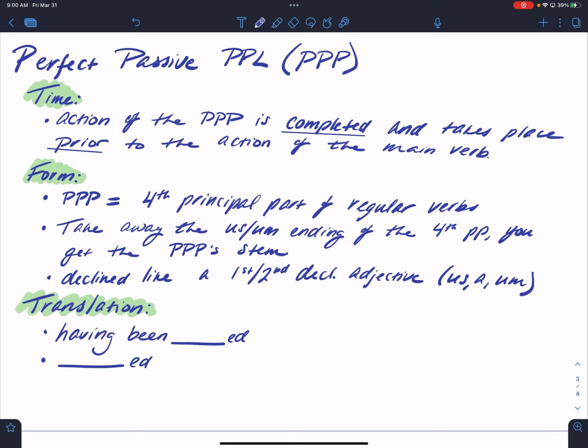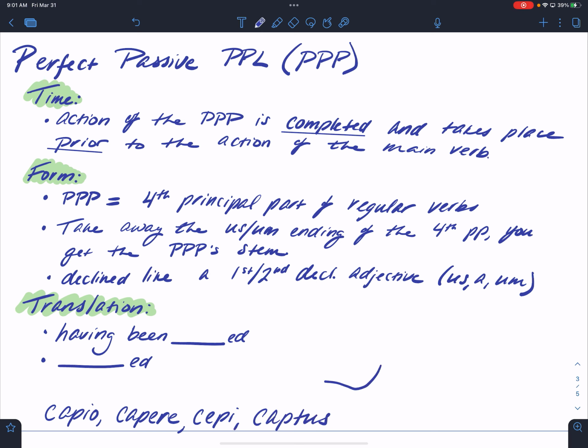So now let's actually practice forming one. Let's take the verb capio, capere. I said the principal parts before. You think you can remember them? Capio, capere. Okay, now some Latin teachers do it capio, capere, capi, captum, while others say capio, capere, capi, captus. Why does it not matter? Exactly. One's masculine, one is neuter. It does not matter because that ending is going to get dropped anyway.